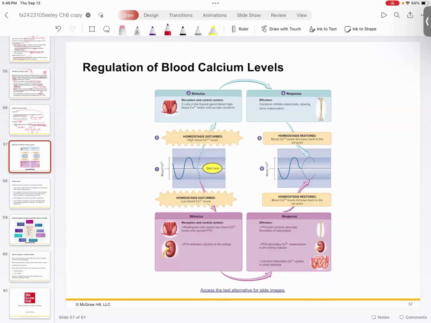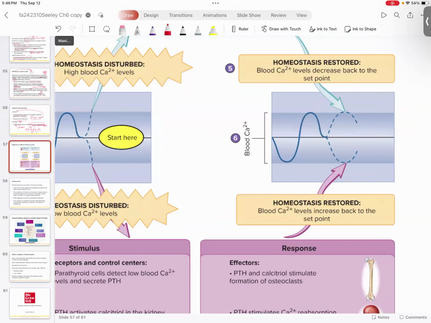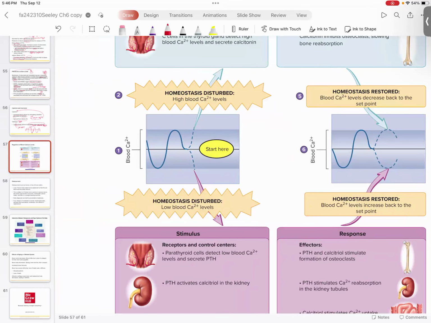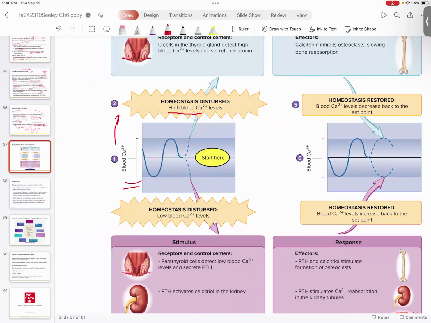Okay, so this is what it looks like. So here, basically, we're going to start off at number one. So here is your blood calcium homeostasis. Now, we're going to first of all move up in this direction. So our homeostasis is going to be disturbed. We're going to have a high calcium level, so we need to get rid of it. So this is your peak response. That's what we're going to start off with here.